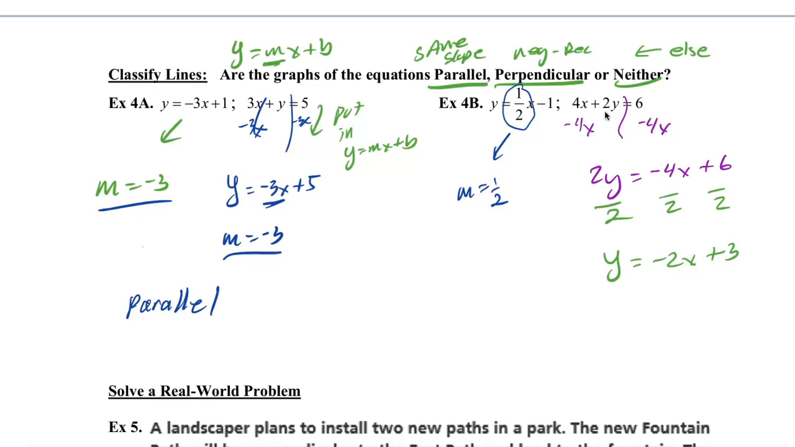Again, all I really care about is the slope, which is this guy right there. So my slope here is negative 2. And those are negative reciprocals of each other, right? If I flip this and change the sign, I would get negative 2. So these are perpendicular.